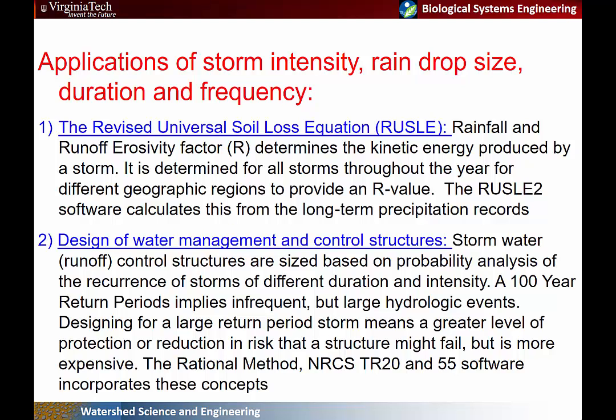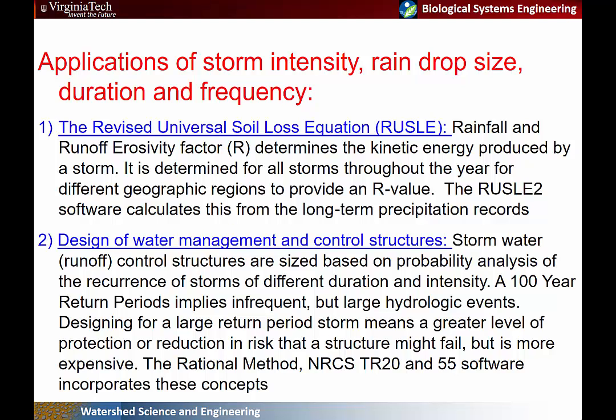A second example would be for the design of water management control structures. Stormwater control structures are sized based on a probability analysis of the recurrence of a storm of a different duration and intensity. A 100-year storm return period implies infrequent but very large hydrologic events, whereas a 1-year storm return period would be relatively frequent and smaller events. So if you want to design for a large return period storm, you'll have a much greater level of protection or reduction in risk that a structure might fail.